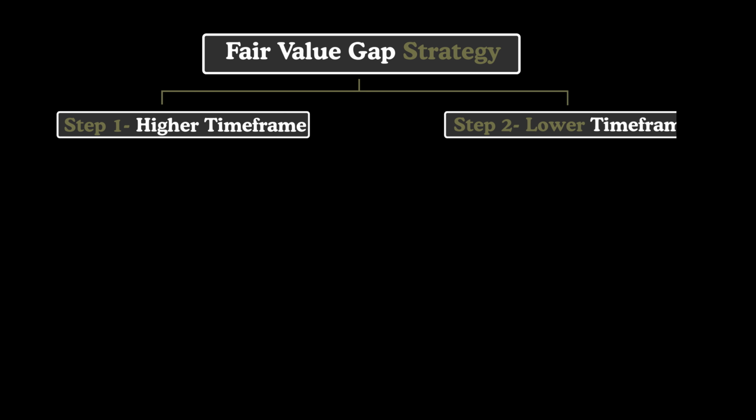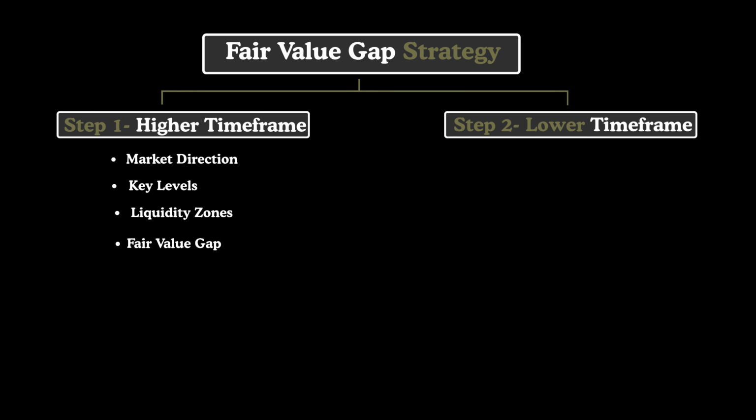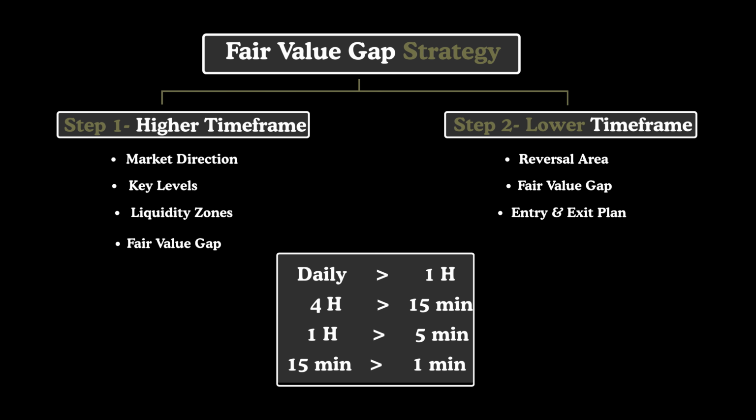Let's talk about a simple yet powerful strategy that uses 2 time frames. A higher time frame and a lower time frame. On the higher time frame, the main factors to watch are market direction, key levels, liquidity zones, and most importantly, fair value gaps. Second, lower time frames. On lower time frames, we focus on reversal areas, fair value gaps, and planning the entry. Remember, the entry time frame should always be at least 2x smaller than the analysis time frame. For example, if you're studying a 4-hour chart, then use a 15-minute chart for your entry. You may also blend time frames as needed.